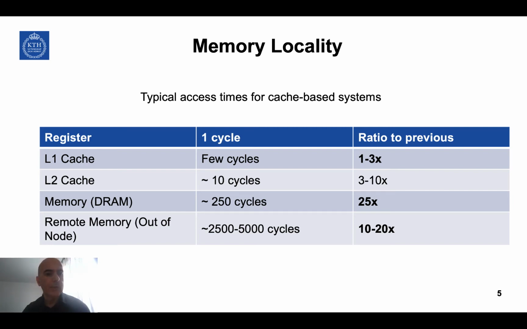In the last part of this course, we are also going to look at how to access memory outside of the node. This is called remote memory. It typically takes around 2,500 to 5,000 cycles, depending on how good your network is. This is a factor of 1,000 slower than accessing L1 cache, and typically between 10 and 20 times, if not more, the time it takes to go to the local memory on the node.